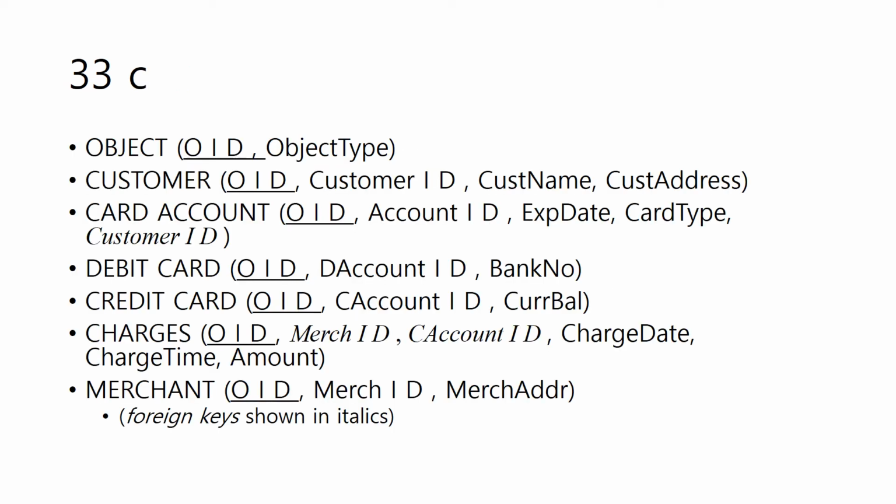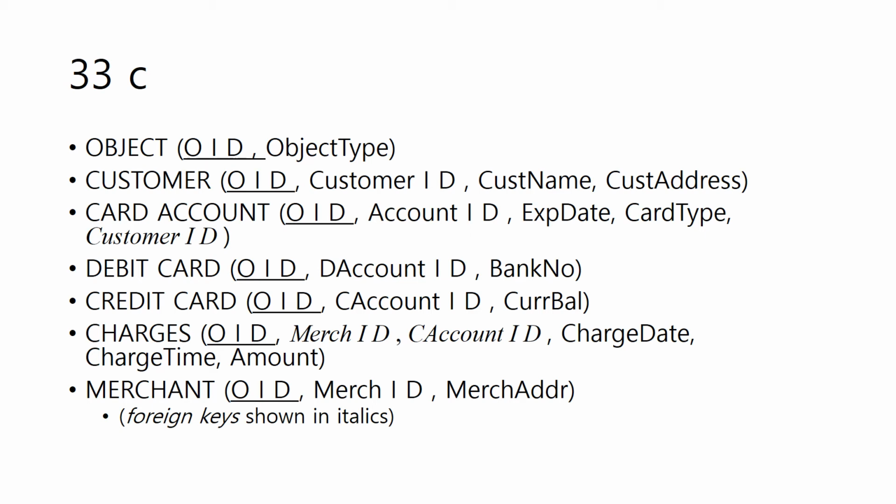Also for C, the object table has primary key OID and then object type. Customer table: OID and customer ID, customer name, customer address. Card account: OID, account ID, expiration date, card type, and customer ID. Customer ID must be the primary key.